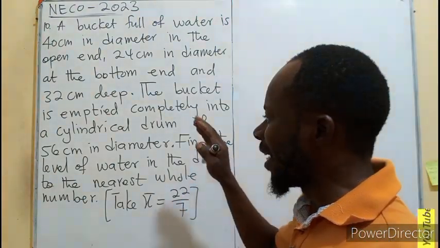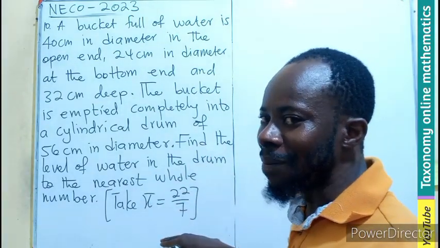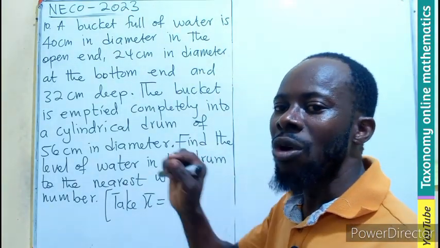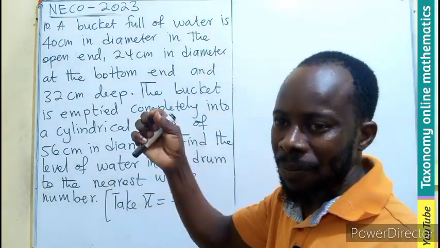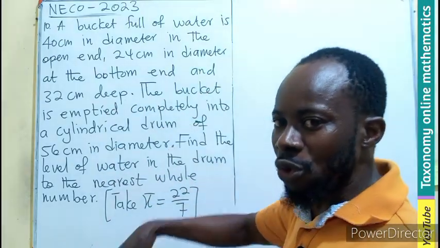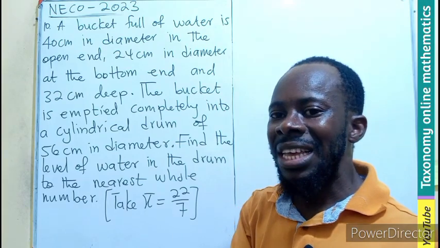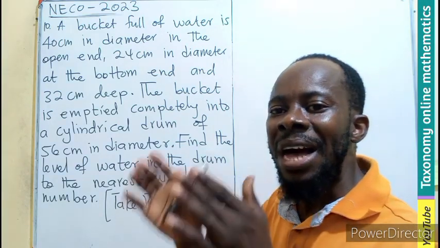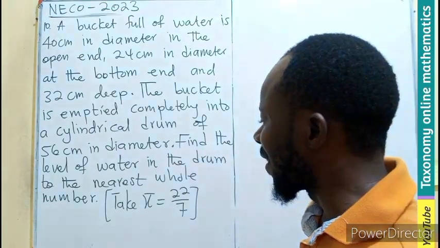The bucket is emptied completely into a cylindrical drum of 56 centimeters in diameter. We have to find the level of water in the drum to the nearest whole number, taking pi to be 22/7. Looking for the level of water, meaning the height. We've emptied the water into the cylinder, meaning the volume of water in the bucket is the same as the volume of water in the cylinder. So let's make a sketch of this.